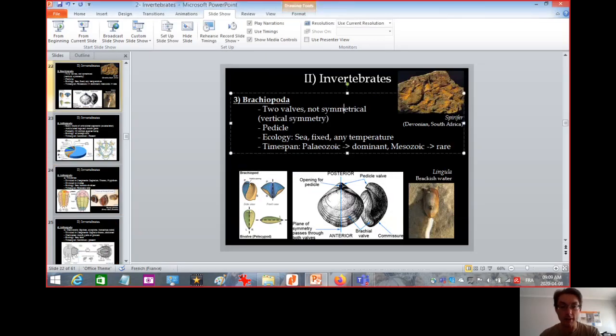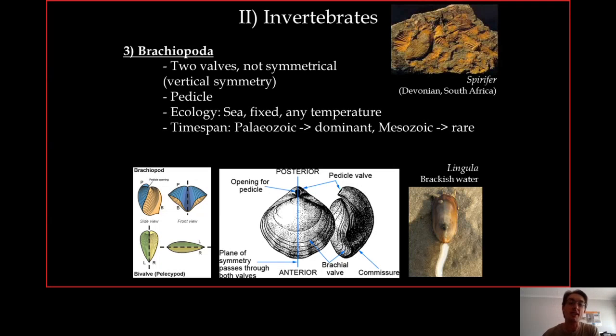So they are not symmetrical. Oops, a little typo here. They are not symmetrical. So in the brachiopods, you have two valves, like in the bivalves, but in brachiopods, the two valves are not the same. You can see here and there. Unlike bivalves, the two valves are different, and the axis of symmetry doesn't run horizontally between the two valves, it runs vertically through the two valves. So the axis of symmetry runs in the middle of the animal instead of in between the two valves.